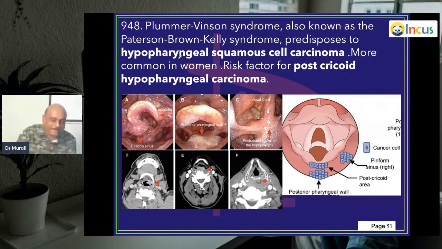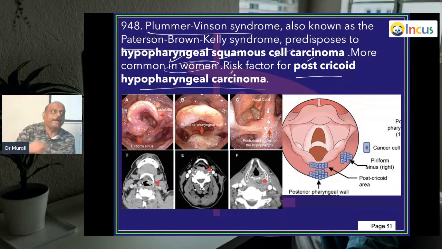Patterson, Brown, Kelly, Plummer-Vinson, they're predisposed to hypopharyngeal squamous cell carcinoma, and it's more common in women. It's a risk factor for post-cricoid hypopharyngeal carcinoma, right?